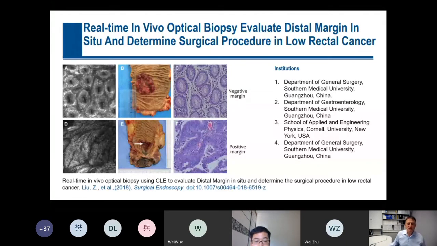Endomicroscopy has been used to identify tumour margins in a number of tissues. In this study, it was used to identify tumour margins in rectal cancer surgery. In the top slide here, you can see a margin that is normal tissue. So this is a negative tumour margin. And in the bottom slides here, we can see a positive tumour margin. This is what cancerous tissue in the rectum looks like.